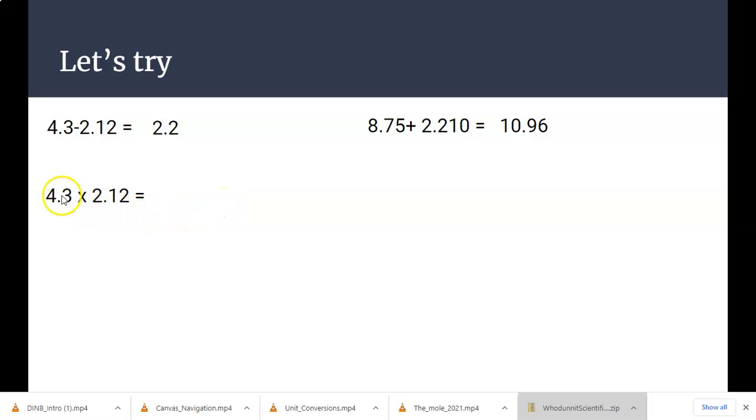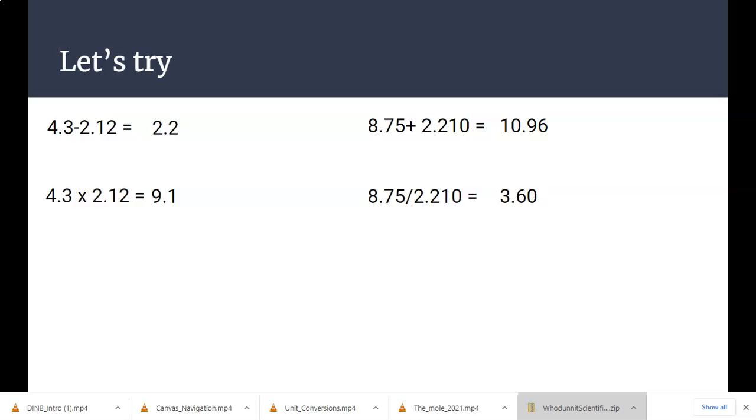Here I'm going to multiply. So when I multiply these two, I get 9.116. But here I have 2 significant figures. Here I have 3. So my answer needs to be in 2, which is 9.1. Here I'm going to divide 8.75 by 2.210, and I get 3.595. Okay, and then note, I have 3 significant figures here. I have 4 here, so my answer needs to be in 3. Okay, and my answer is 3.60.